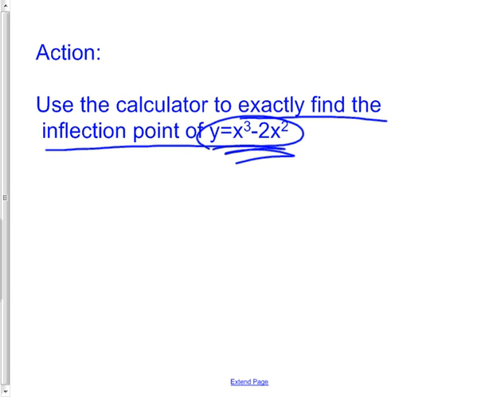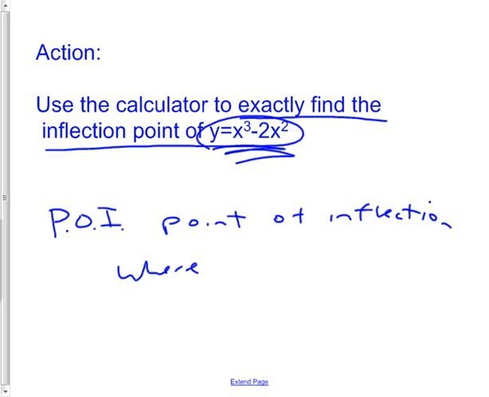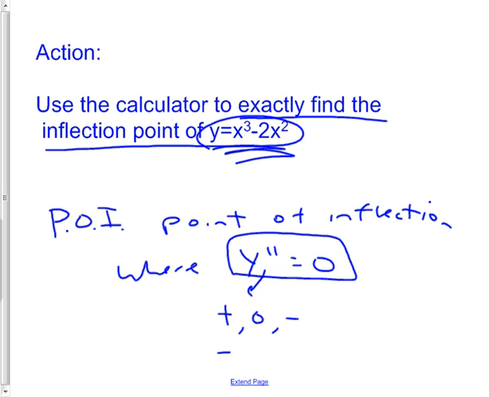So we know that there's going to be a point of inflection, POI, where y double prime equals 0. And more than just where y double prime equals 0, where y double prime goes from either positive to 0 to negative, or negative to 0 to positive, where it must change concavity.